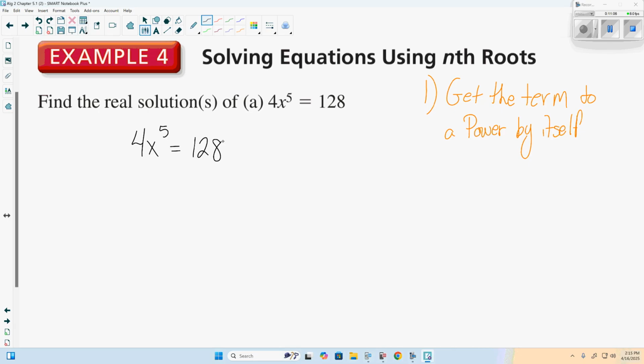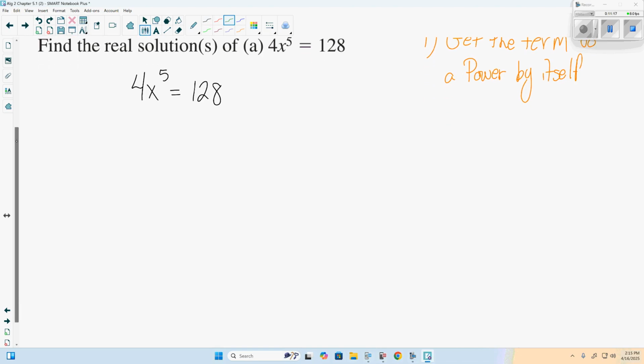So one, we got to get the term to a power by itself. Here, it's telling us that 4 times x to the 5th is 128. Is our term to a power, our x to the 5th, by itself? No. What is with it? So we need to divide both sides by 4. 4 over 4 simplifies to 1, leaving us with x to the 5th is equal to 32. Now our term to a power is by itself.